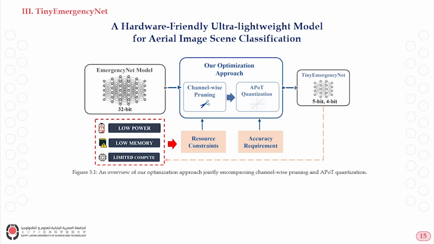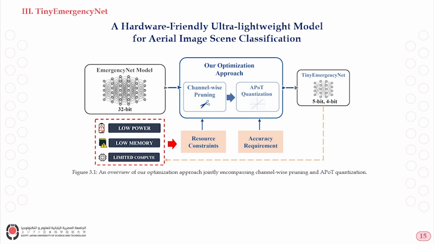So this is our first work that we performed. We took EmergencyNet that we have already described. We did optimization using channel-wise pruning and additive powers of quantization. And then we were constrained by power, memory, and the intensity of computation. And so we finally got TinyEmergencyNet. So this will be the description of the work that we did.